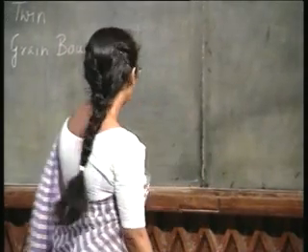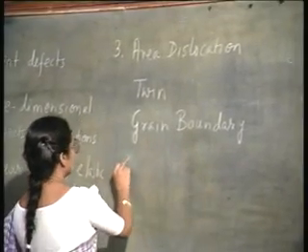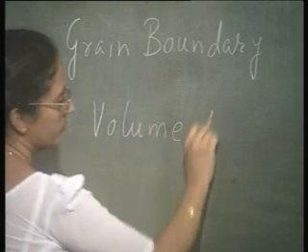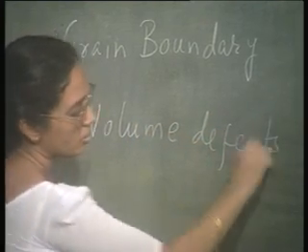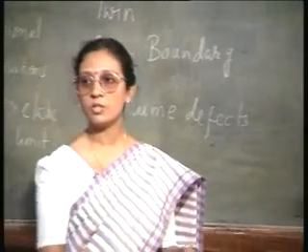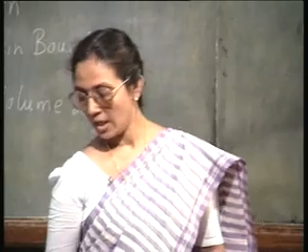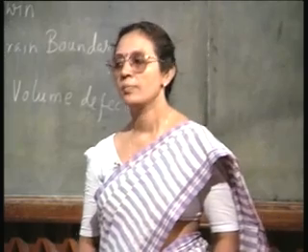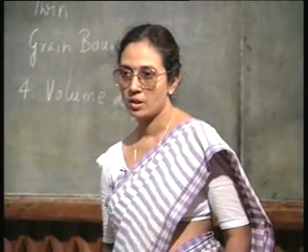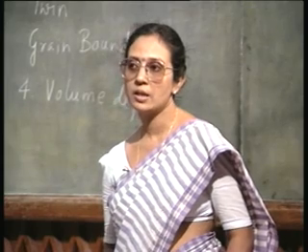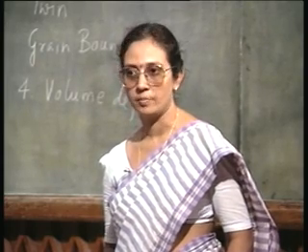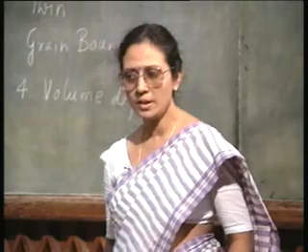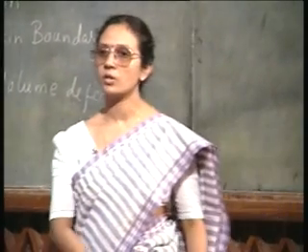And finally, we have volume defects, one dimensional, two dimensional, and finally volume defects or three dimensional defects. These are usually created by precipitates. See, the point is this, that each material has a solubility limit in another material. For example, sugar in water, it has a solubility limit. Similarly, any impurity in silicon will also have a solubility limit.